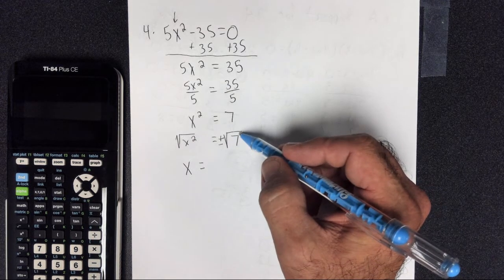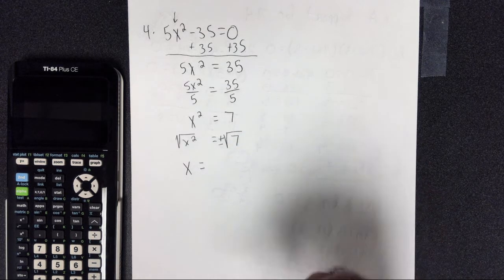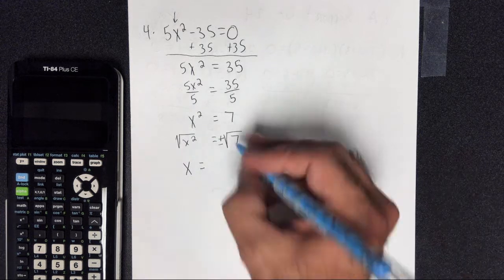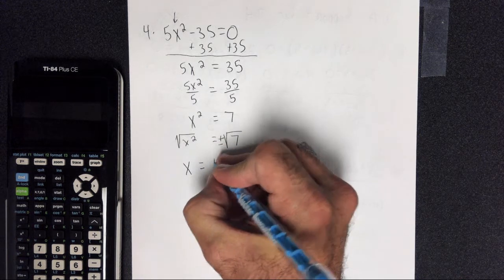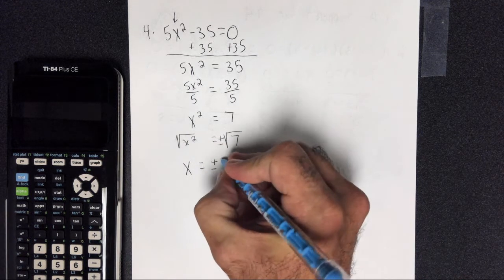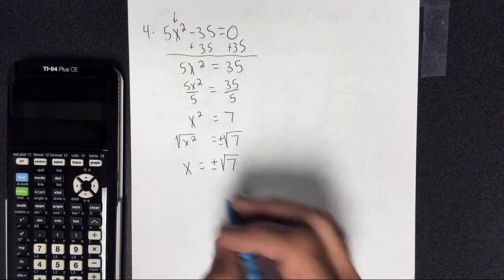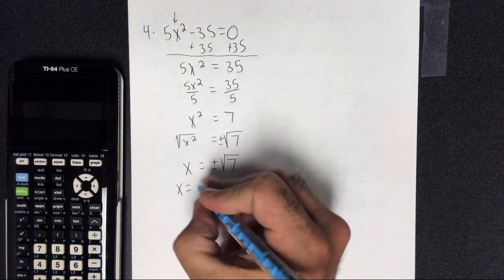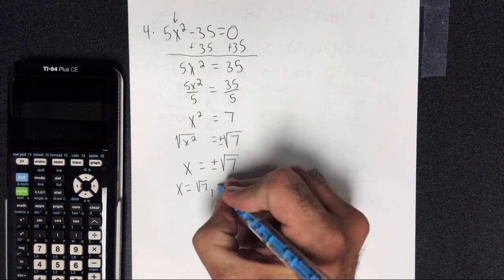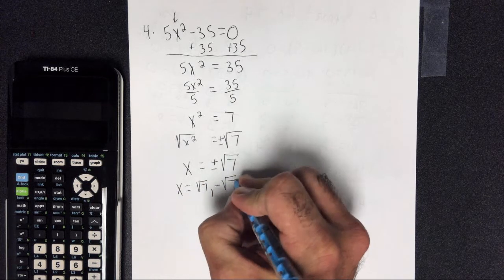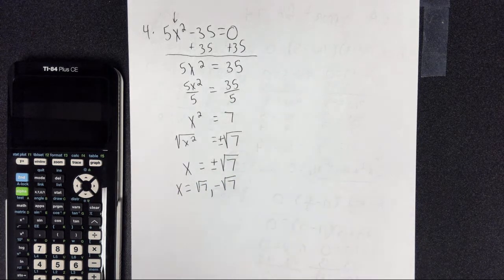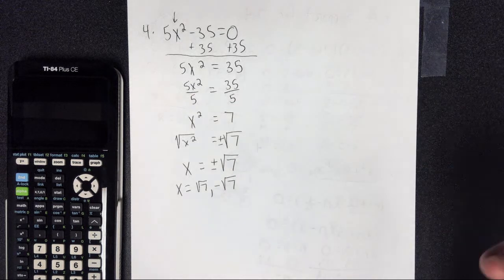So, there's no square root of 7. We don't want decimal answers. So since we can't take the square root of 7, our final answer is x equals plus or minus square root of 7. So that means technically the answer is a square root of 7 and a negative square root of 7. And that's all that plus or minus means on these, okay?